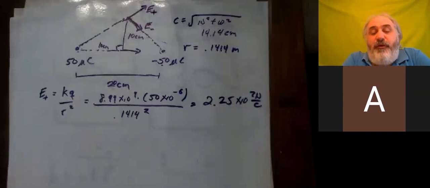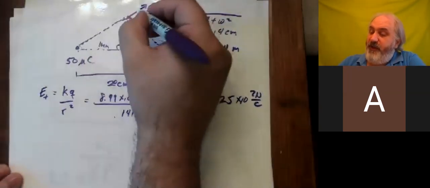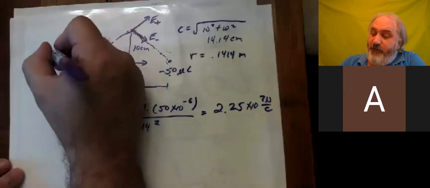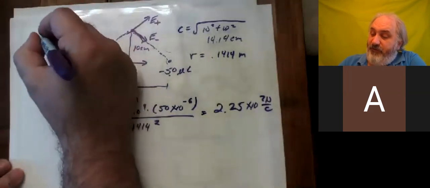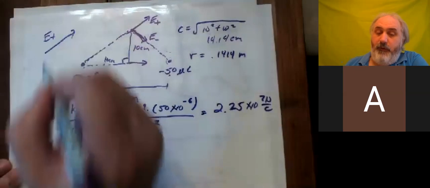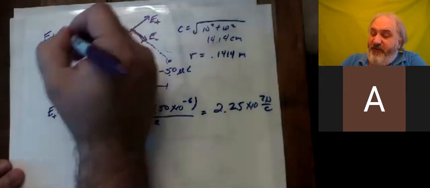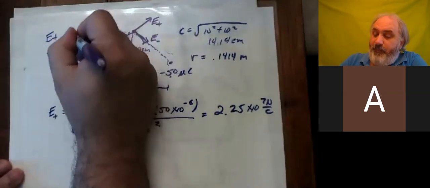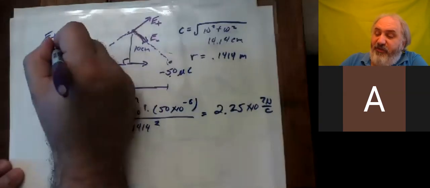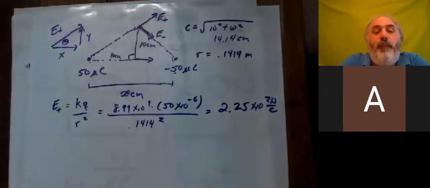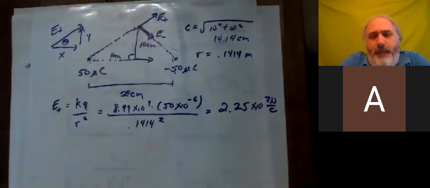So all I've got to do is break that down into components. So for E plus, it's diagonal, right? I'm going to draw it off to the side here. Here's E plus, and it's up and to the right. That's going to be a little bit sideways. That's the X component. A little bit up. That's the Y component. And it's making some kind of angle that I don't know. I need to know what that angle is. What angle would that be?